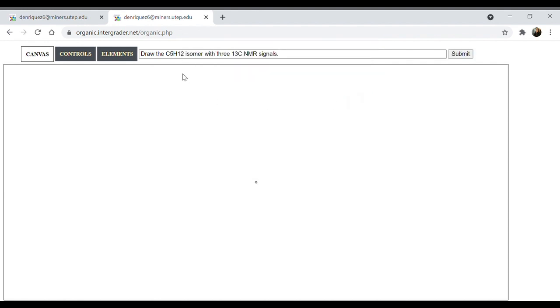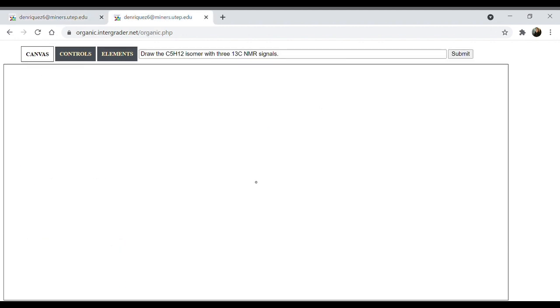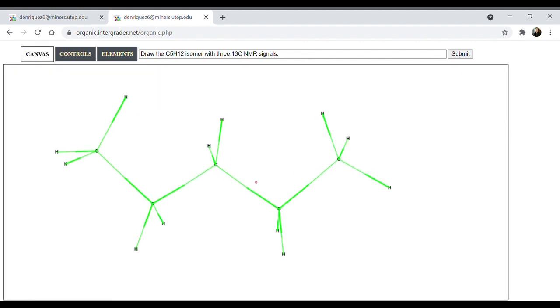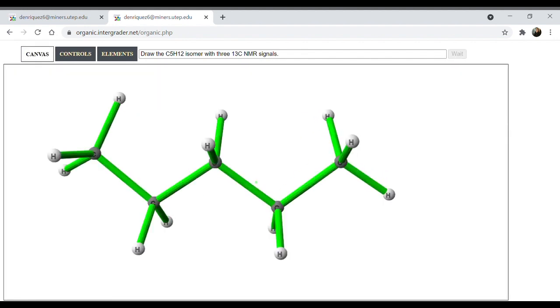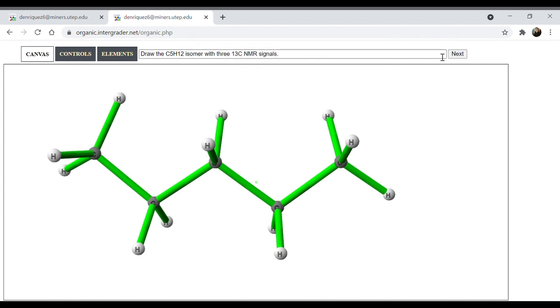Okay, I have 5 carbons with 3 signals. I'm going to go to my other chart. I see 3 signals over here, and 1, 2, 3, 4, 5 carbons. So a pentane chain. 1, 2, 3, 4, 5. Add my hydrogens, and I'm ready to go. The outside ones are the same. These 2 inside are the same, and this one is by itself, for a total of 3 signals.